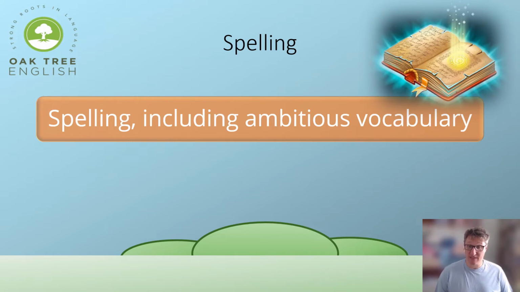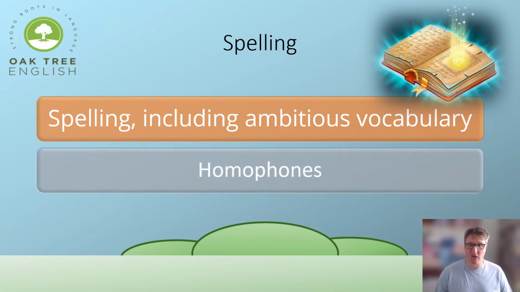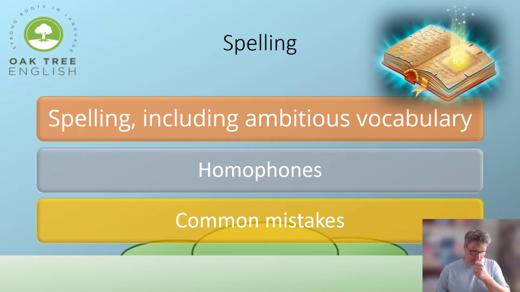Other things where problems come up are things like homophones, which we'll talk about in a moment. And of course there are common mistakes which come up. Things like there.